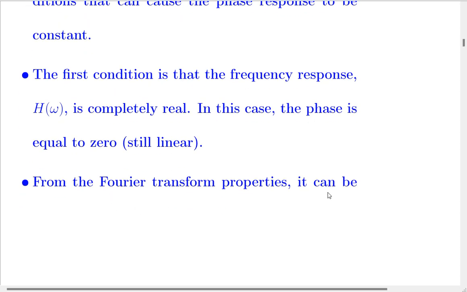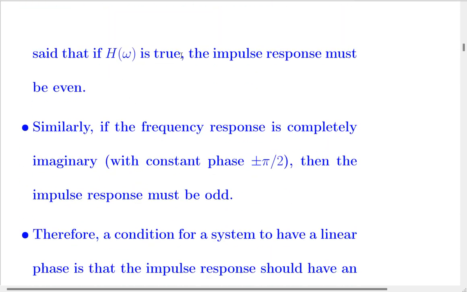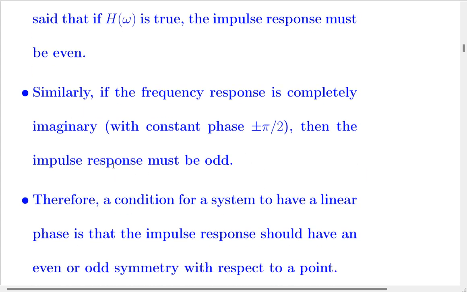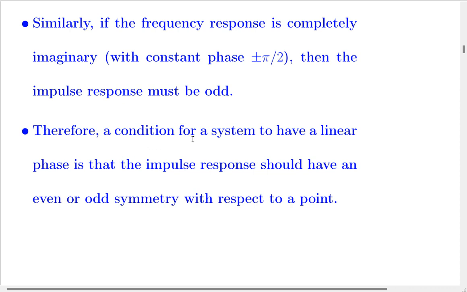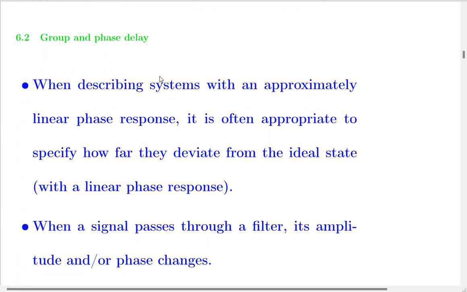From the Fourier transform properties, it can be said that if H of omega is real, the impulse response must be even. Similarly, if the frequency response is completely imaginary, with constant phase plus or minus pi over 2, then the impulse response must be odd. Therefore, a condition for a system to have a linear phase is that the impulse response should have an even or odd symmetry with respect to a point, maybe an axis, maybe a sample point.